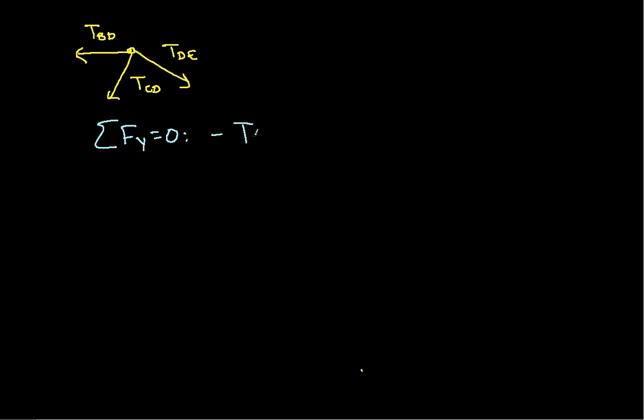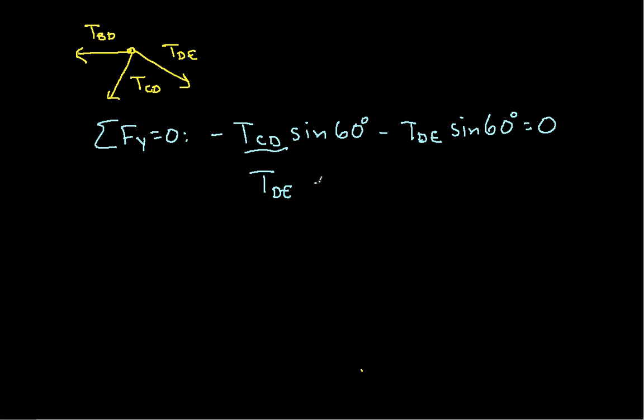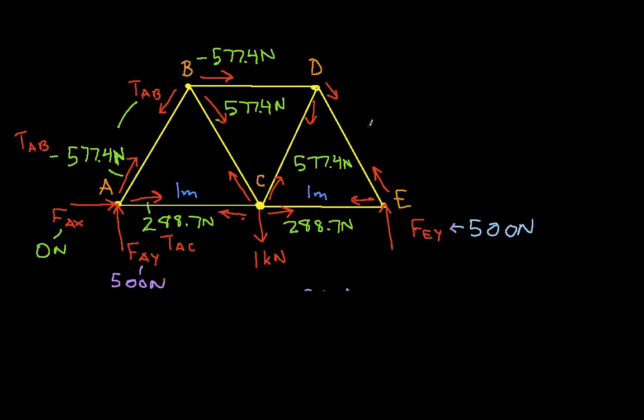So I have minus TCD times sine of 60 degrees minus TDE sine of 60 degrees equals 0. And I can solve this then for TDE, because I already know TCD. So I solve this for TDE is equal to minus 577.4 newtons. Okay, so I'll go back to my free body diagram and write this in. This is minus 577.4 newtons.